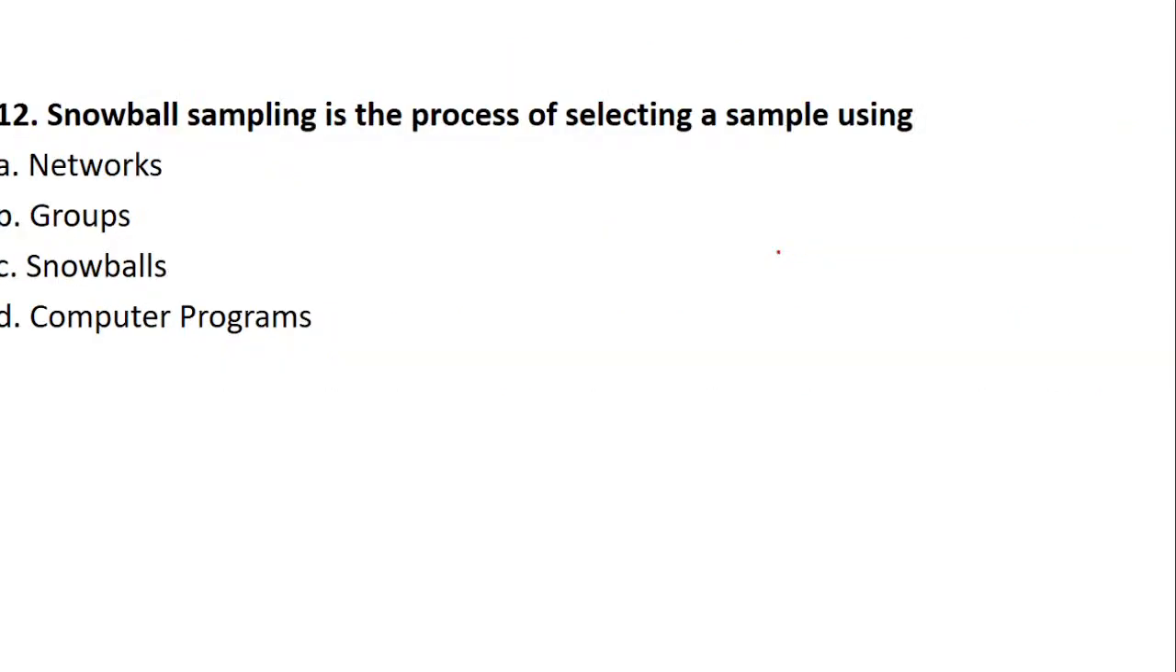Okay, yes. Now a very easy question, everyone. This should not go wrong, because in the last 2 classes I have revised what snowball is. We have done sampling techniques. So this should be very clear. Snowball sampling is the process of selecting a sample using what? Is it networks, group, snowball, or computer program? This should not go at all wrong.